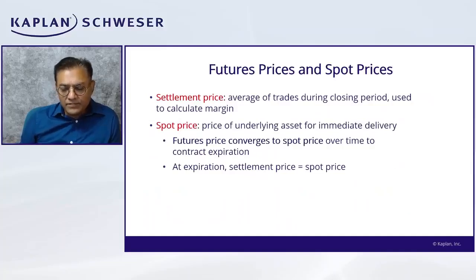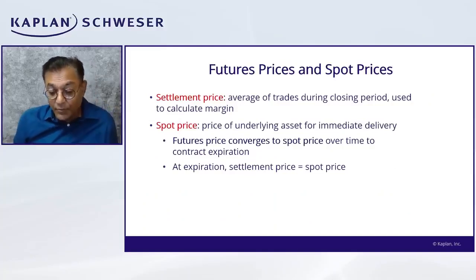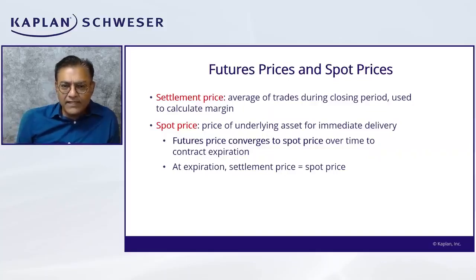All right, settlement price, which is simply the end of the day value, or the price, of that futures contract. Instead of taking one single trade, it uses the average of trades during a pre-specified closing period. Spot price is simply the price of the underlying that trades in a separate market, so the spot market is different than the futures market. Now, keep in mind that the futures price will converge to the spot price over the time of that contract.